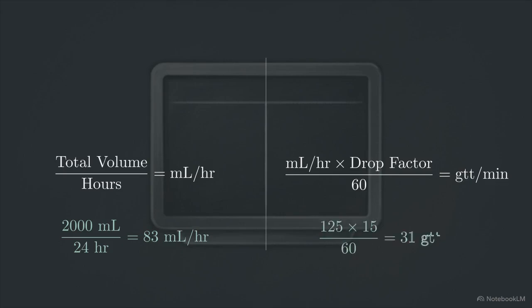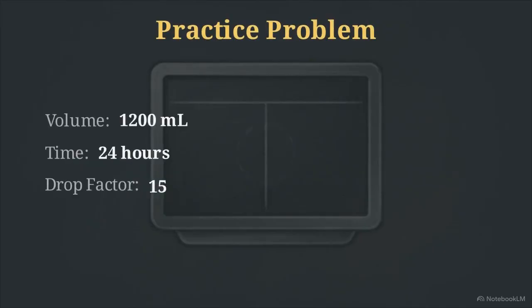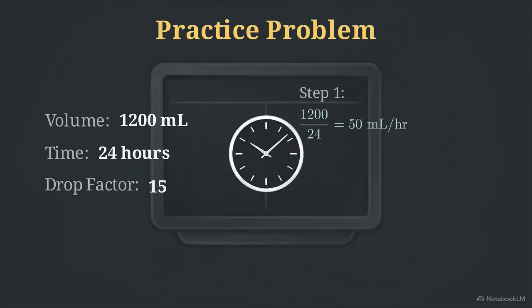Let's apply both steps. Pause the video and find the drops per minute for a 1,200 milliliter feed ordered over 24 hours using a drop factor of 15. First, divide volume by time to get 50 milliliters an hour. Next, multiply 50 by the 15 drop factor and divide by 60 to reach 12.5, which rounds up to 13 drops per minute.